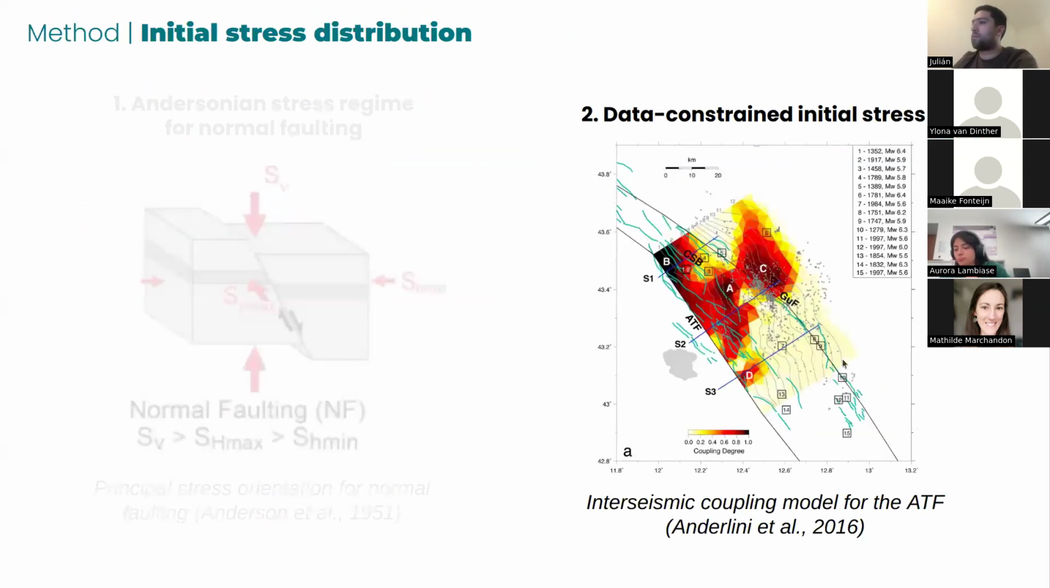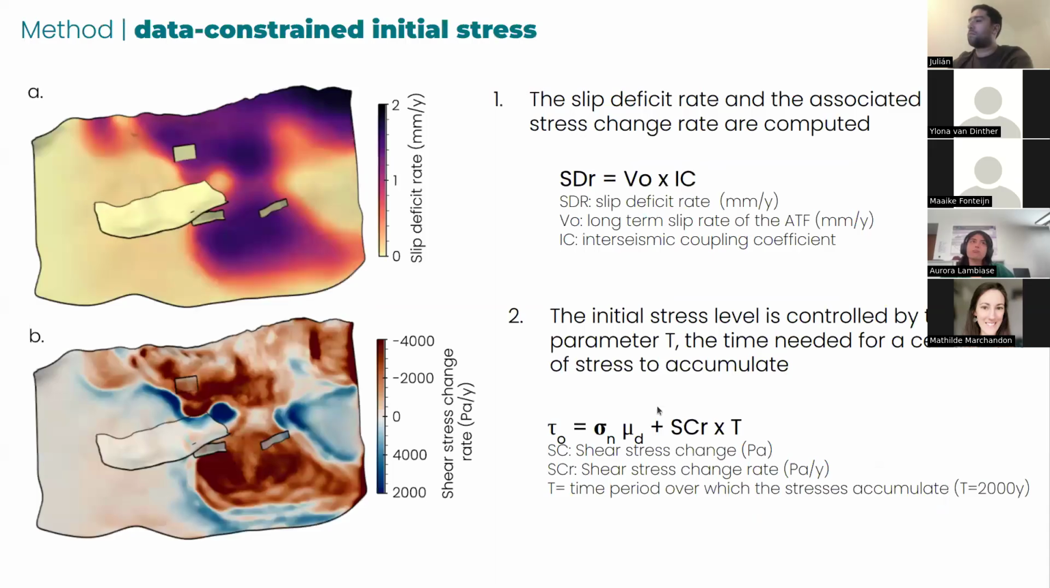To finish, I will show you a model that is constrained by the interseismic coupling model for the ATF, the Alto Tiberina fault, which has been constrained from GPS data. To constrain the initial condition of this simulation, we compute the slip deficit rate. To do that, we multiply the coupling coefficients by the long-term slip rate for the ATF. From this slip deficit rate, we compute the associated shear stress change that we use to compute the initial stress.